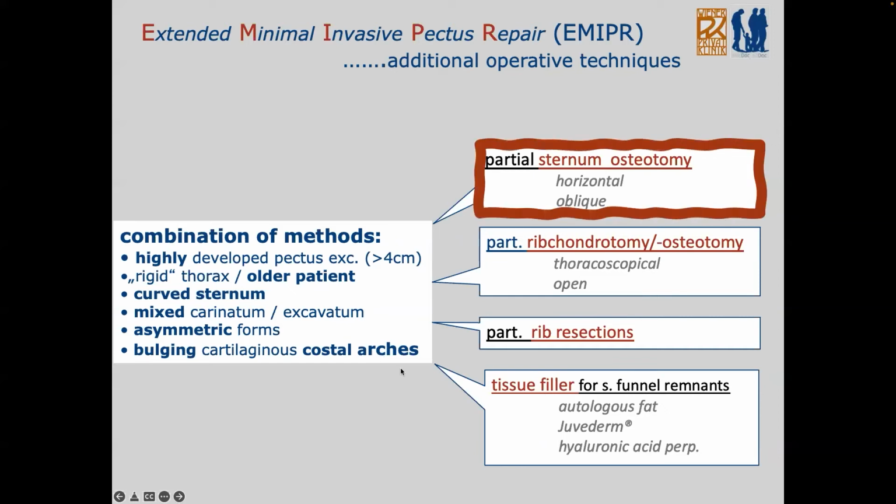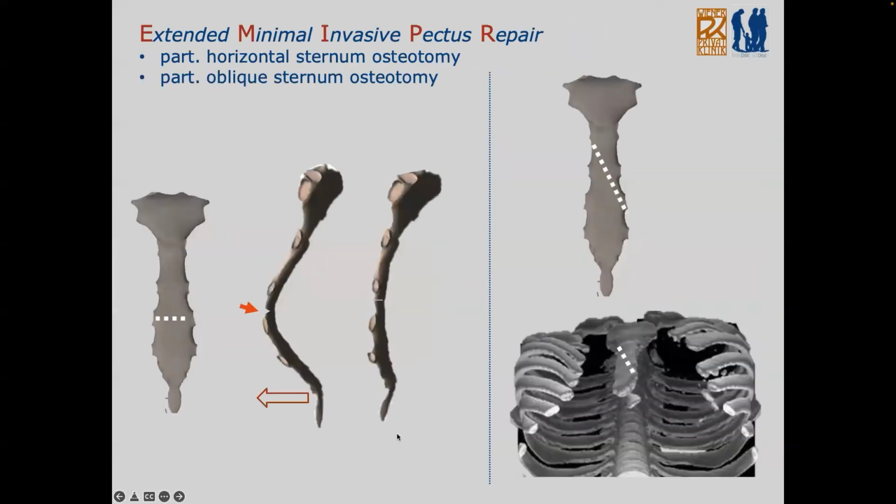So the first method is the sternum osteotomy, partly performed horizontal or oblique. On the left side, you see such a horizontal osteotomy of the sternum, at the highest point of the flexure, and then you can make the sternum straight. Or the oblique partial sternotomy, especially in rotated sternums, to correct the rotation.